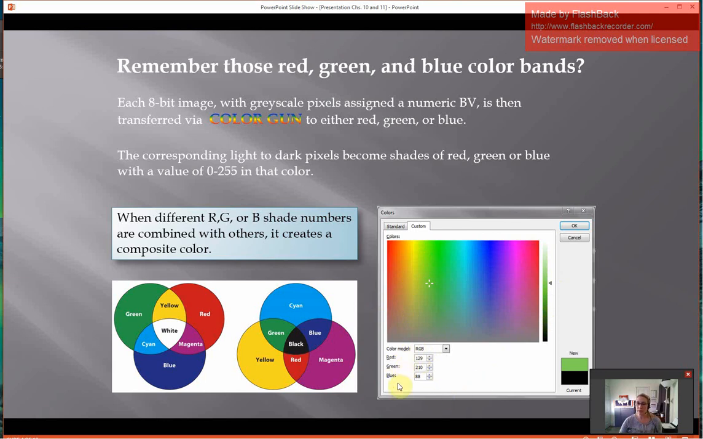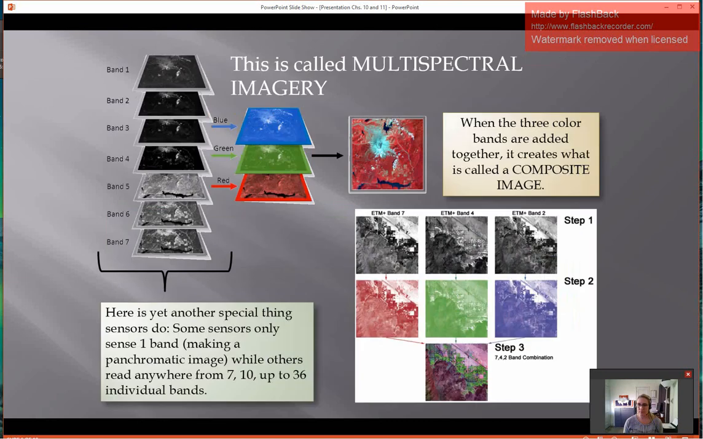You're mixing red, green, and blue, otherwise known as shorthand as RGB values, and you're getting these various shades, different kinds of brightnesses along this whole spectrum. And when you put these together, it creates what's called a composite color. So as I mentioned before, this is called multispectral imagery, so we're seeing different kinds of aspects of the spectrum.